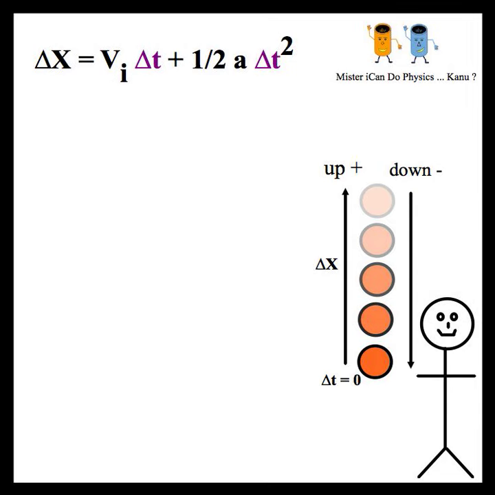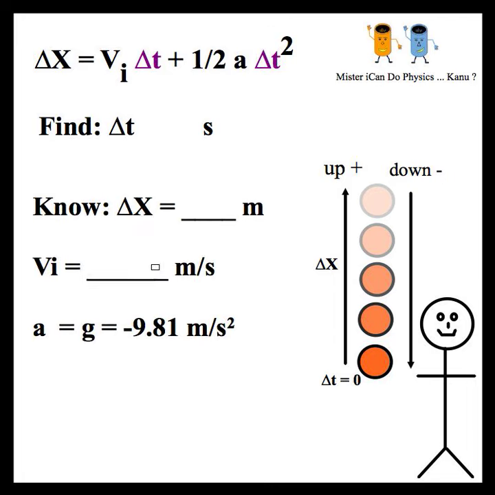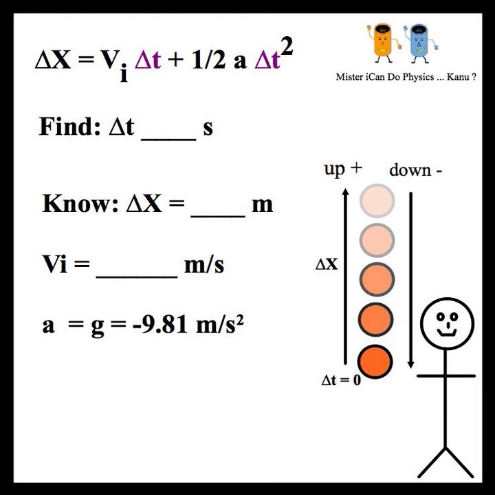Our final problem when dealing with delta x equals v sub i delta t plus 1/2 a delta t squared is to find delta t in seconds when we know the other three variables, where delta x equals a certain displacement in meters, v sub i is the initial velocity in meters per second, and a, in this case, equals g, acceleration due to gravity, which is negative 9.81 meters per second squared.